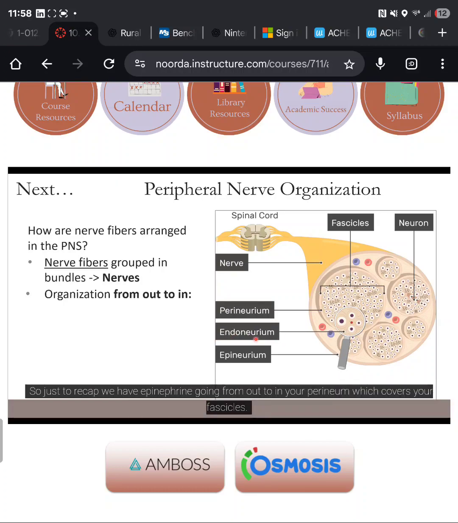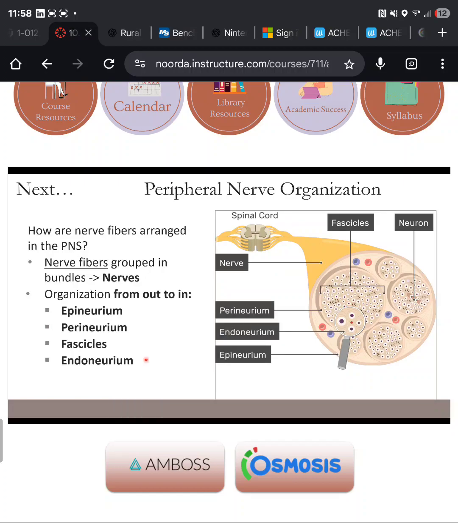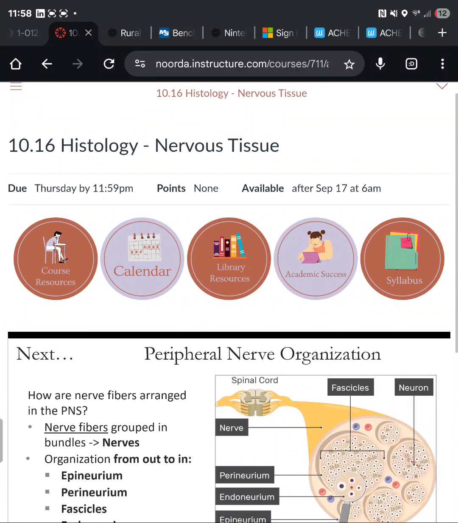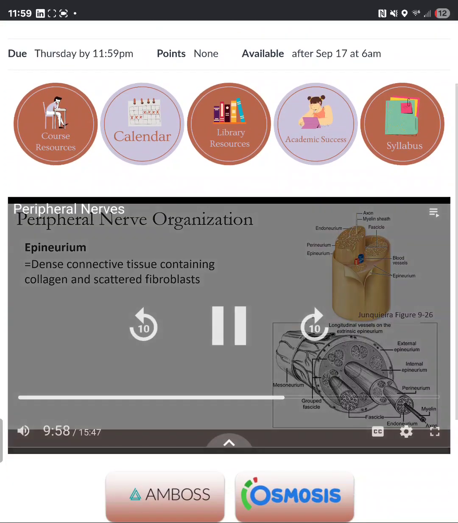Just to recap, going from out to in, we have the epineurium, then the perineurium, which covers your fascicles, and within the fascicles are numerous axons covered by endoneurium. Let's discuss the epineurium in more detail; there are actually two layers. The epineurium is a very dense connective tissue containing collagen and scattered fibroblasts. We'll talk more about collagen in the collagen section in the next few weeks. You can see that the epineurium is kind of like a fascia in a way, and it coats the outer grouping of these numerous fascicles.